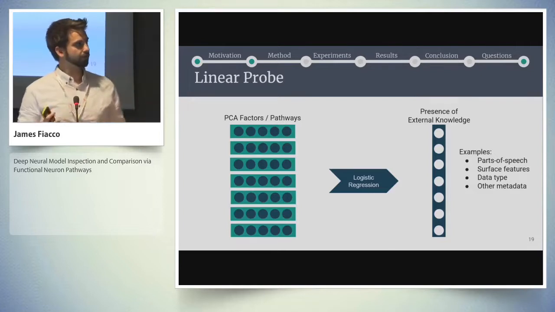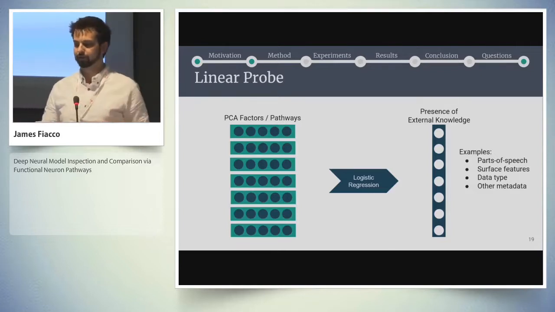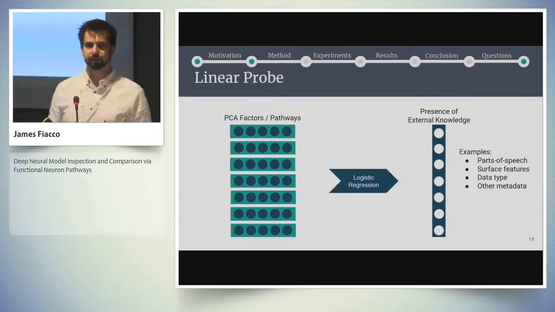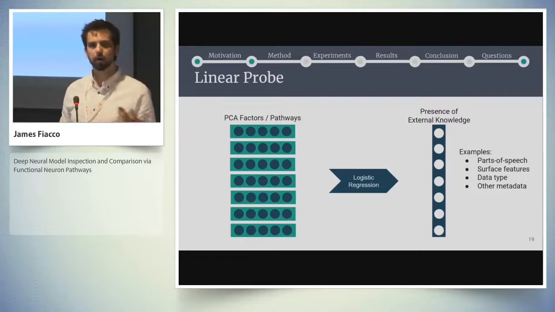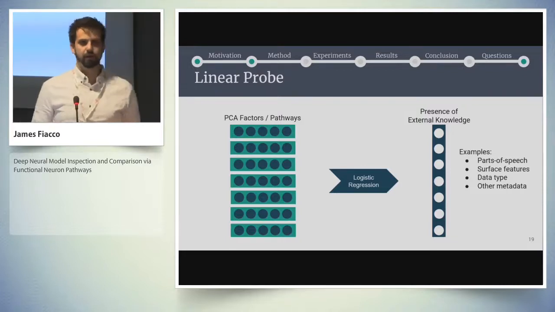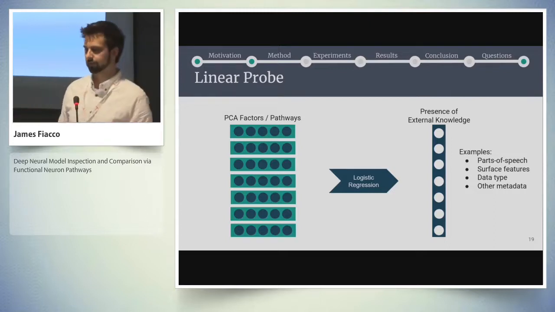So you start with just the pathway activations from the previous step, apply a logistic regression model, and try to predict the presence of some sort of external knowledge. This can be parts of speech, surface features, the type of data, or really any other metadata that you have at an instance level.